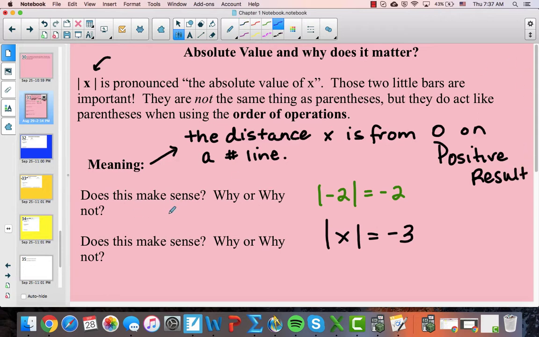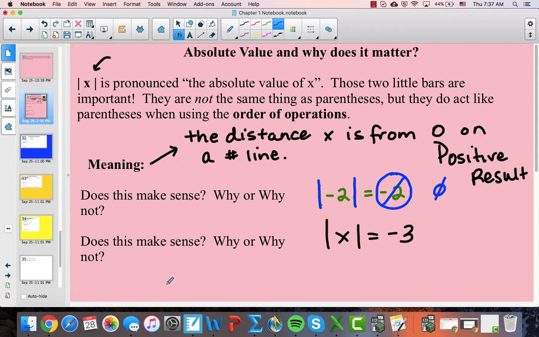All right, so does this equation make sense? The absolute value of -2 equals -2. Well, if I take the absolute value of -2, I'm taking its distance, so its result should be positive, and it is not. So no, it doesn't make sense. There's really no solution to this.